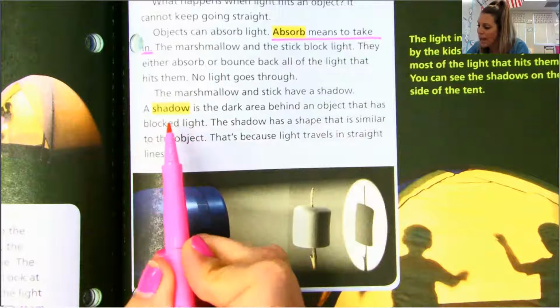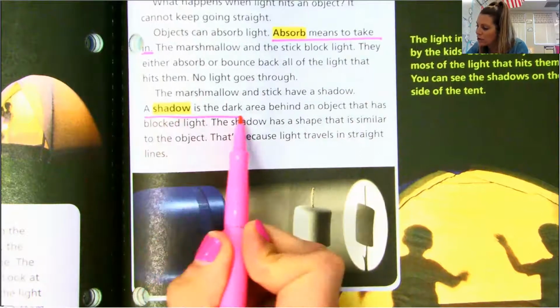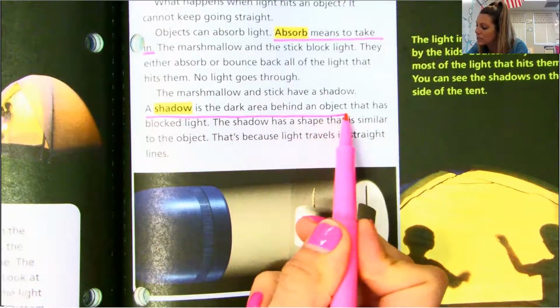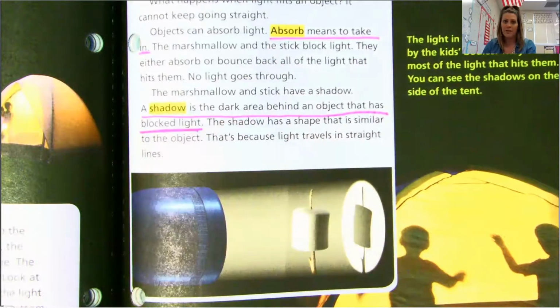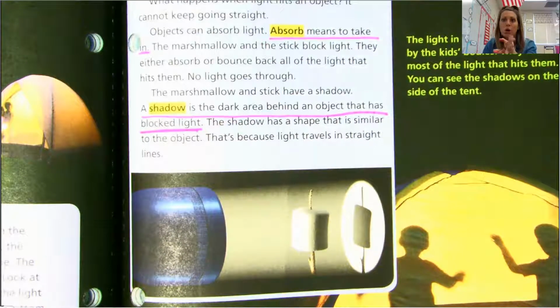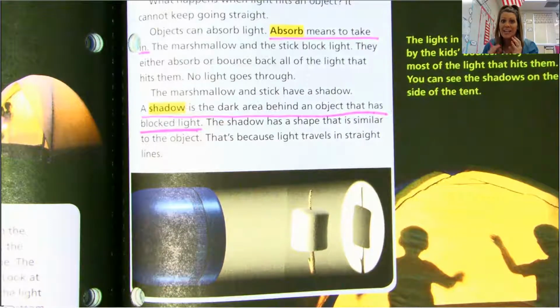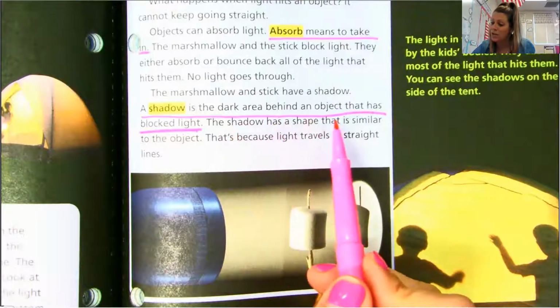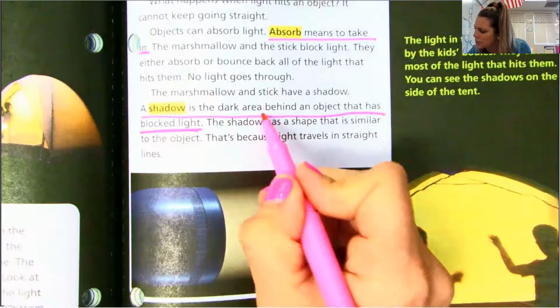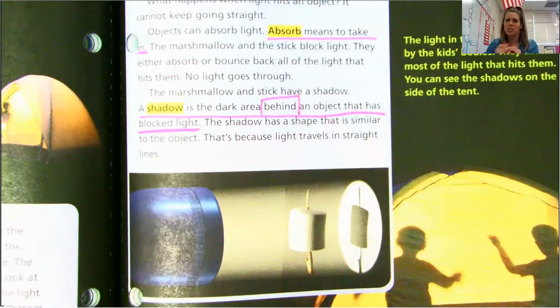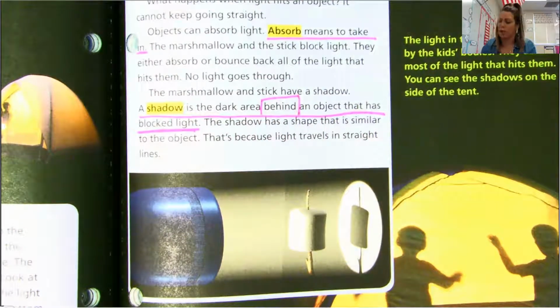Another word, shadow, is the dark area behind an object that has blocked light. Okay, so the light does not go through the marshmallow. It creates a shadow. The shadow is the dark area behind an object that has blocked light. It's pretty cool, right? And we want to make sure you pay attention to this word, behind. The shadow is behind the object, okay?